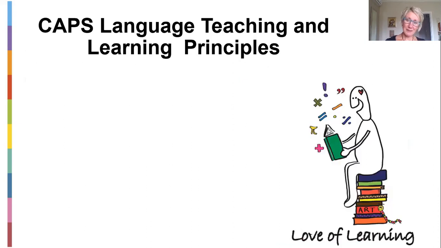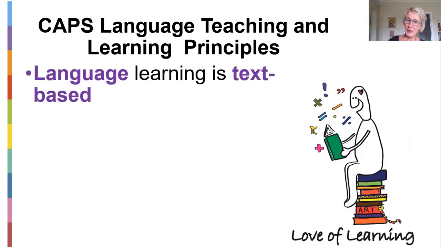So let's just look at what CAPS says about the principles that they have in the document for teaching and learning language. The first principle is that language learning must be text-based. That means it must be related to some kind of text, whether it is a reading text, a listening text, a speaking text, a visual text. It can't just be isolated lists of direct and indirect speech. It must be text-based.